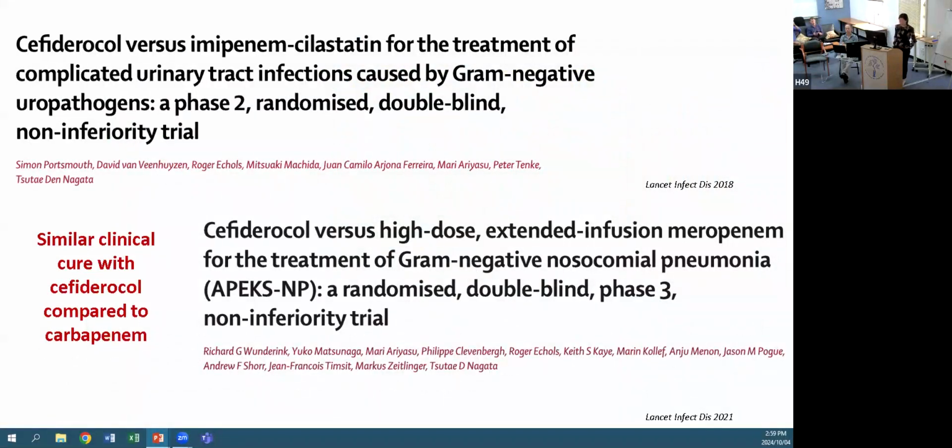The approval of Cefiderocol for use in complicated UTI and nosocomial pneumonia was based on 2 large randomized controlled trials that showed non-inferiority to comparators. In the first trial, 450 patients with complicated UTI were randomized to Cefiderocol or imipenem. In the second trial, 300 patients with hospital-acquired pneumonia, including ventilator-associated pneumonia, were randomized to Cefiderocol and high-dose meropenem. In both trials, the proportion of patients with clinical cure was similar in both groups.